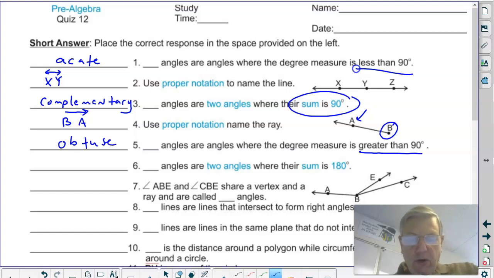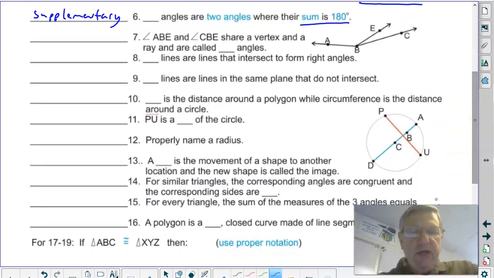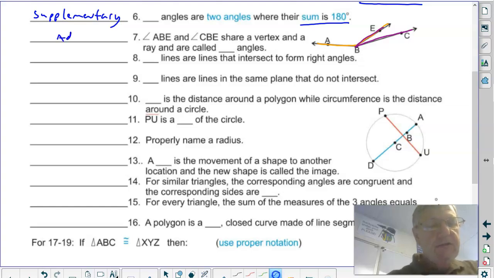Number 6, blank angles are 2 angles where their sum is 180. That's supplementary. Go alphabetically. Complementary comes before S. Supplementary, 90 comes before 180. Don't get those mixed up. Complementary, supplementary. Number 7, angle ABE. Let me use a little illustration here. Angle ABE and angle CBE share a common vertex and ray and are therefore called adjacent. Adjacent is the only answer on that one.